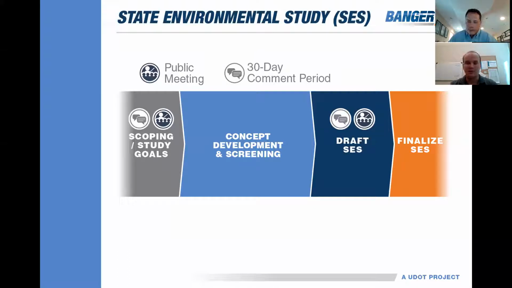We're part of the environment, so we want to study that as well. We also look at the engineering considerations and costs, and we look at, can we build what we want with the budget that we have?